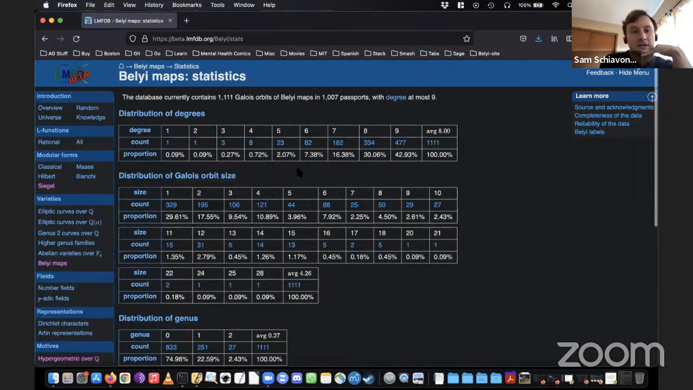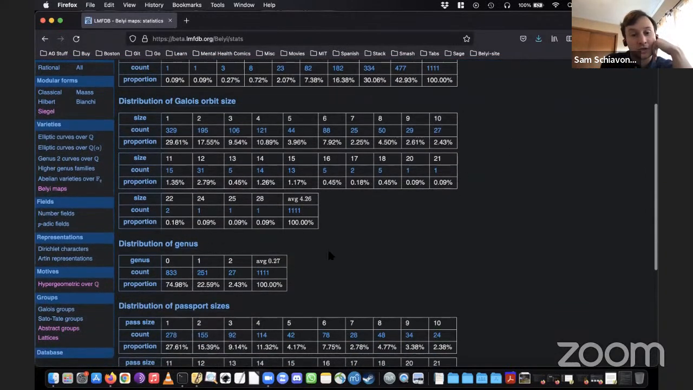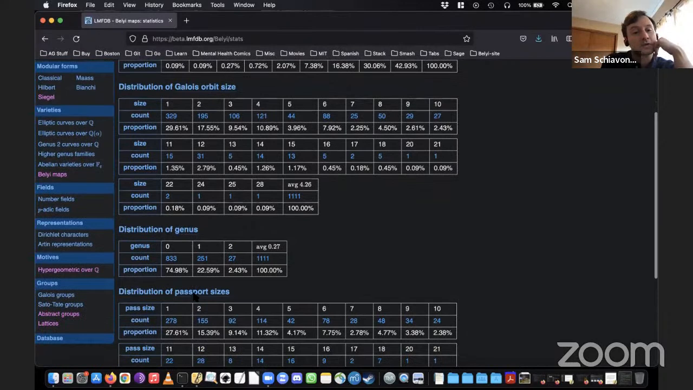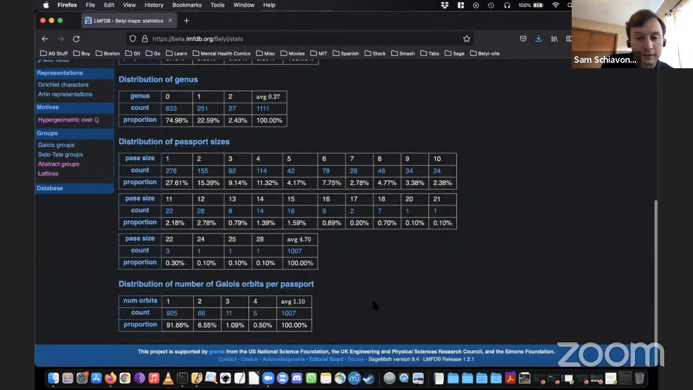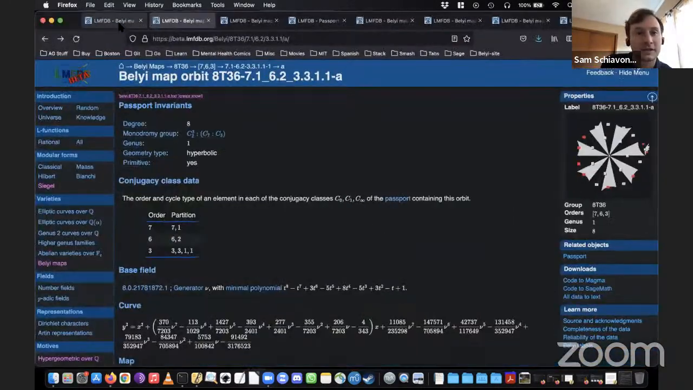So for instance, like I said, if you want to know how the degrees are distributed in our database: we've computed an exhaustive database up to degree 6, and then mostly complete in degrees 7, 8, and 9. You can see that most of the maps have degree 9. You can look at the distribution of the genus. The majority of them have genus 0, but there are still quite a few of genus 1. And maybe the most interesting thing is the number of Galois orbits per passport. You can see that the vast majority are irreducible as Galois sets, but there are some that have multiple Galois orbits. So I think I pulled up some interesting ones so that we can demo in the last couple minutes.